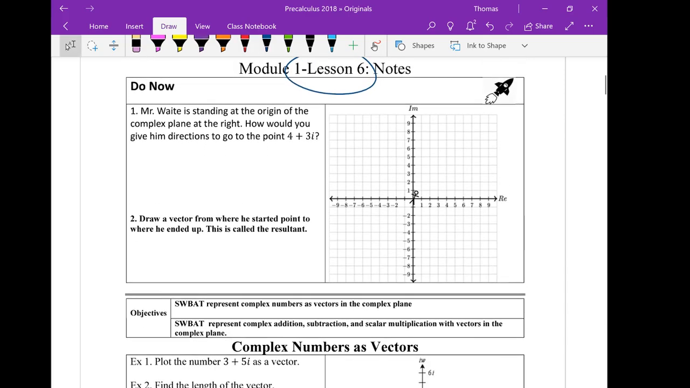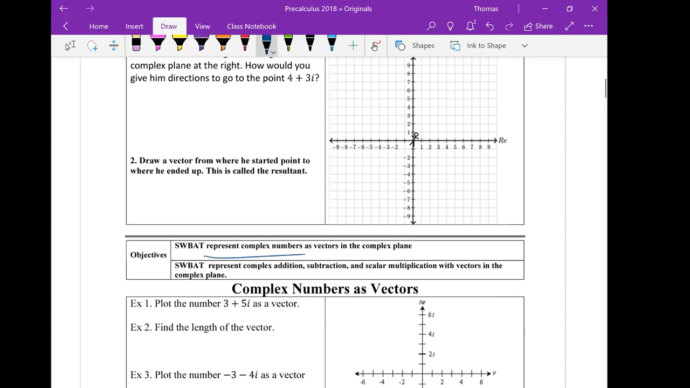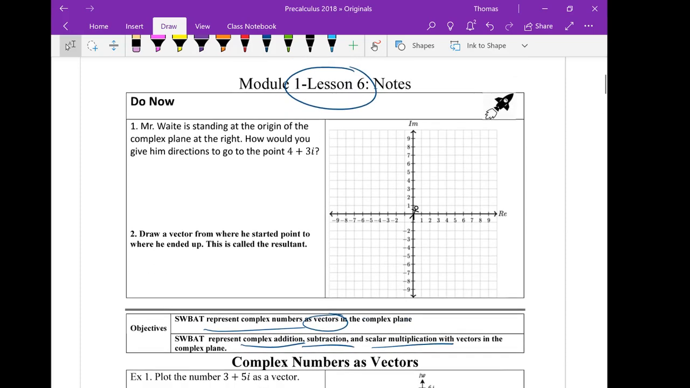Today in this lesson we're going to cover a couple things. One is how to represent complex numbers as vectors. In the last lesson we represented them as points in the plane. Today we're going to represent them as vectors. And then we'll also be able to represent addition, subtraction, and multiplication with vectors in the complex plane. We had done these algebraically before, but today we're going to do them geometrically with our vectors. So let's jump right in with the do now.